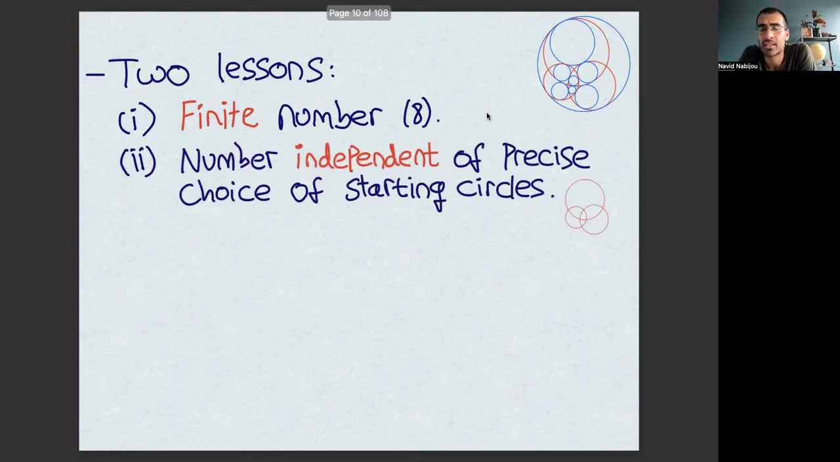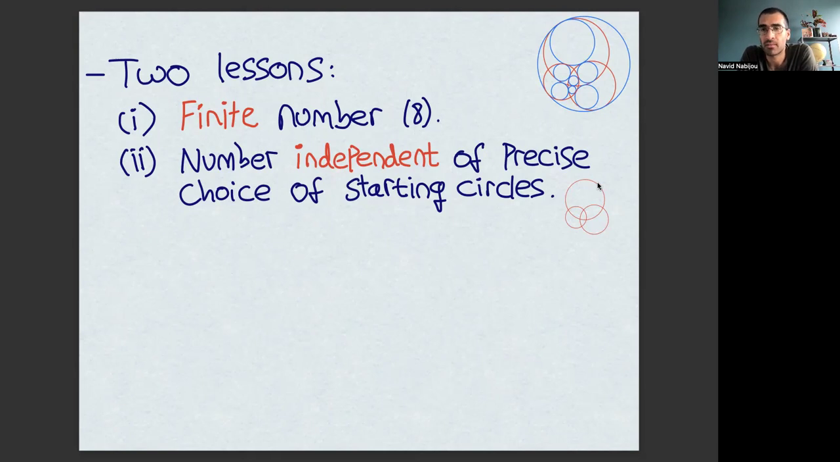The second lesson is that this number that we get, this number 8, doesn't really depend on the 3 red circles that we started with. I kind of chose these 3 randomly. Of course, I could have chosen a different collection of 3 red circles. But if I'd done that, as long as I chose those 3 red circles generically, reasonably, I would still get this same number 8 as my answer.